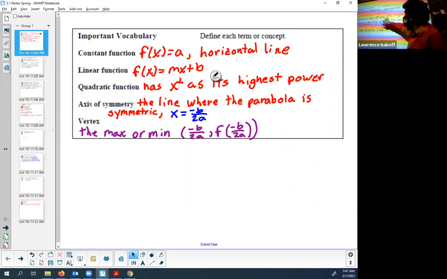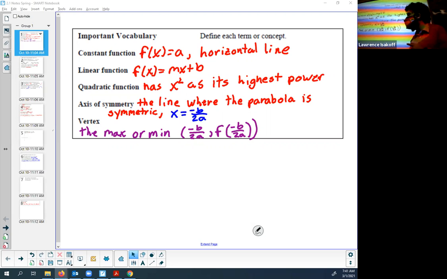So we got a few different types of basic functions. We have a constant function, that is f of x is equal to a. That is just a horizontal line. Then we also have a linear function. Remember, y equals mx plus b. That was a large focus of chapter 1. So again, that shouldn't be too different or challenging of a definition, as we've been seeing linear functions for quite some time. Quadratic function has x squared as its highest power.